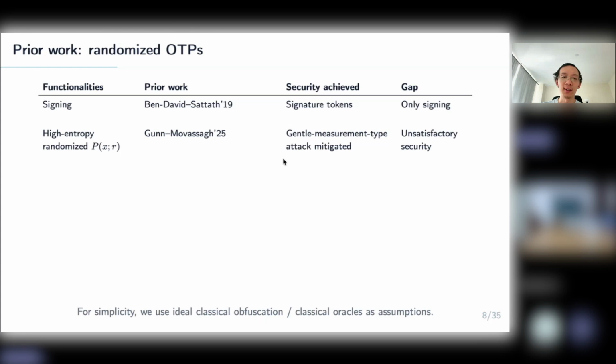However, the security that they prove for their construction is actually pretty weak. In particular, my interpretation of their security notion is that they really just mitigated a class of attack that morally captures gentle measurement, and maybe a little bit more, but not too much beyond that class. So yeah, if you ask what we are looking for?